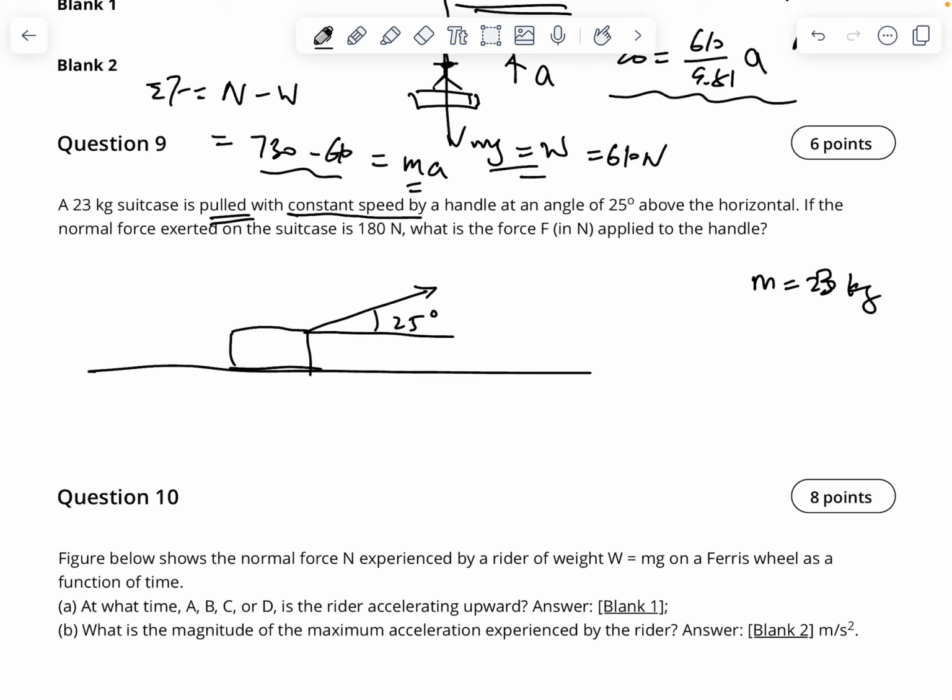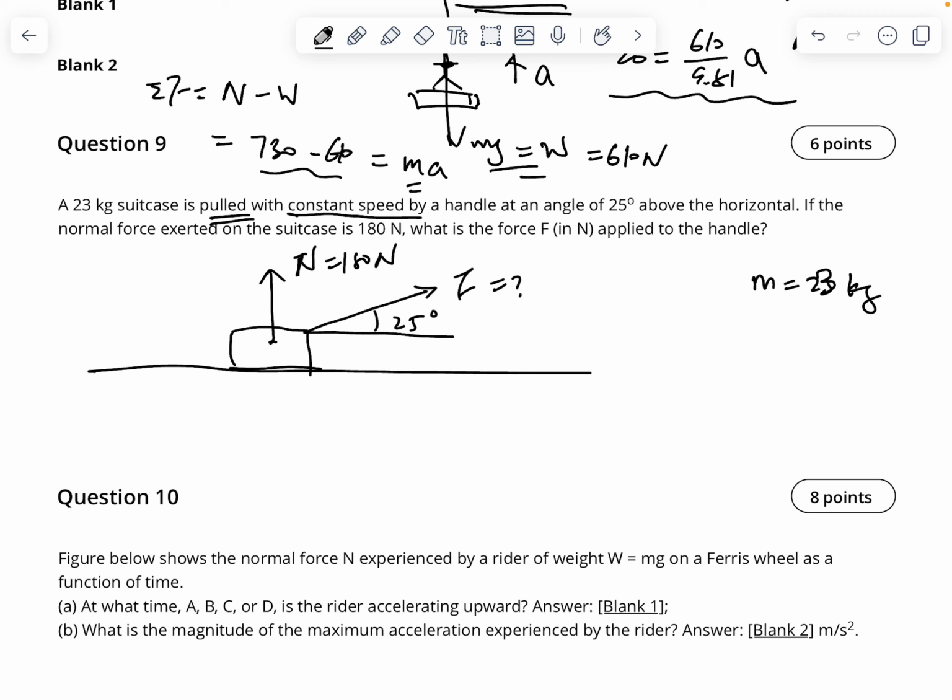If the normal force acted on the suitcase is 180, okay, so this is the normal force. Then, what is the force applied to the handle? All right, so we're looking for F.